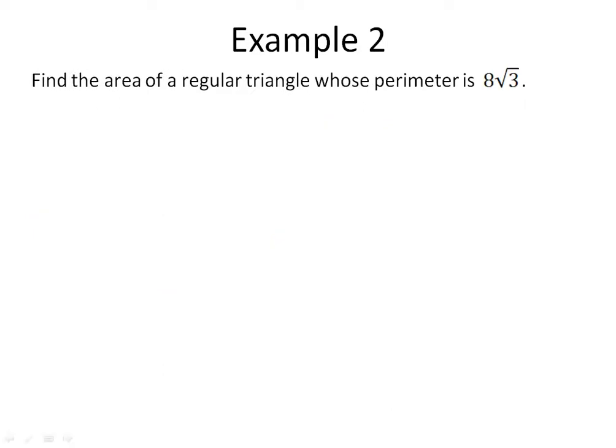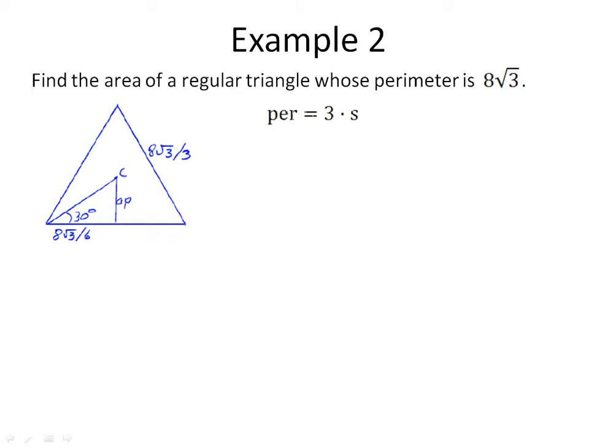Okay, example 2. This time they want us to find the area of a regular triangle whose perimeter is 8 square root of 3. So they've told us that all three of these sides added together is 8 square root of 3. So that means one side is 8 square root of 3 divided by 3. So half of that is going to be 8 square root of 3 divided by 6, which gives us this down here. So we can use the tangent again to find the apothem.